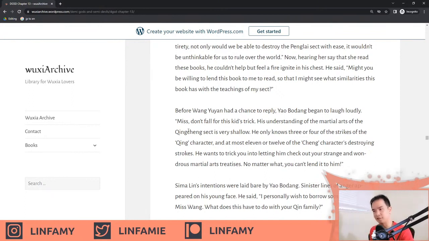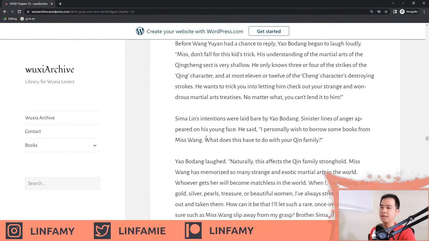"Miss, don't fall for this kid's trick. His understanding of the martial arts of the Qincheng sect is very shallow. He only knows 3 or 4 of the strikes of the Qing character, at most 11 or 12 of the Cheng character's destroying strokes. He wants to trick you into letting him check out your strange and wondrous martial arts treatises. No matter what, you can't lend it to him."